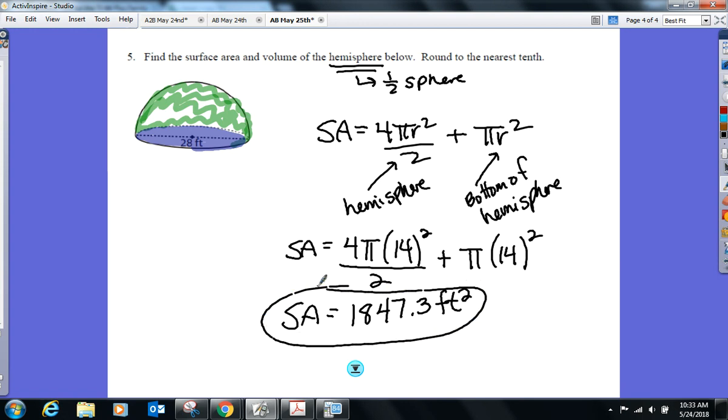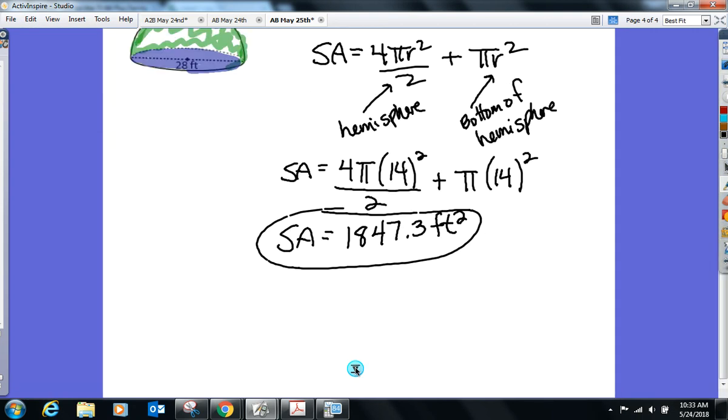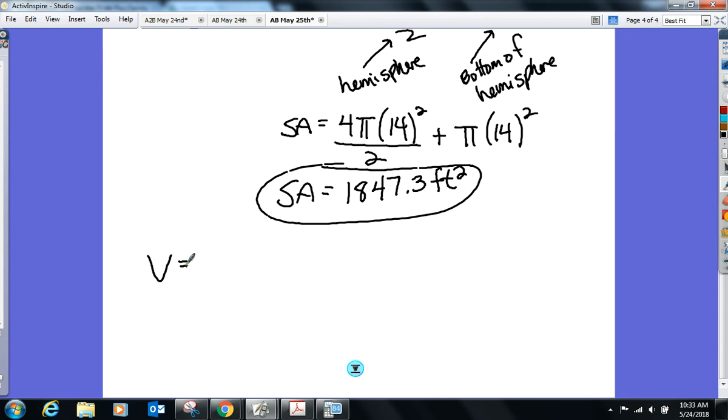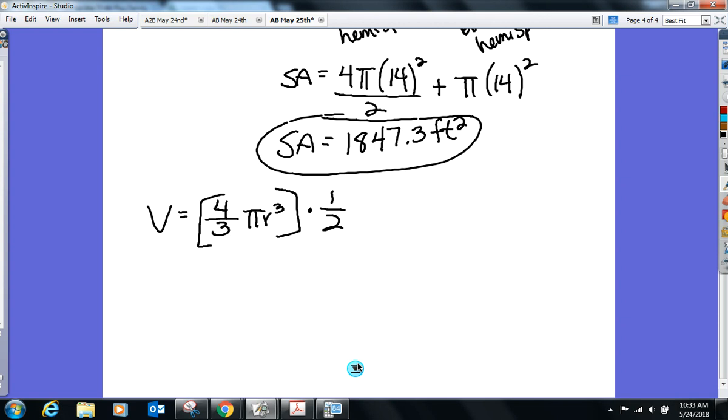Please watch out again on the homework this weekend. When you take the surface area of a hemisphere, you have to include the bottom of it. Next, we are asked for the volume, and that's going to be 4/3 pi r cubed, but we are talking about a hemisphere, so we need to either divide that by 2 or multiply it by a half. We don't have to worry about the bottom because, again, we're filling it up, not taking the surface area. So we end up with 4/3 pi, radius 14 cubed, times that 1/2.